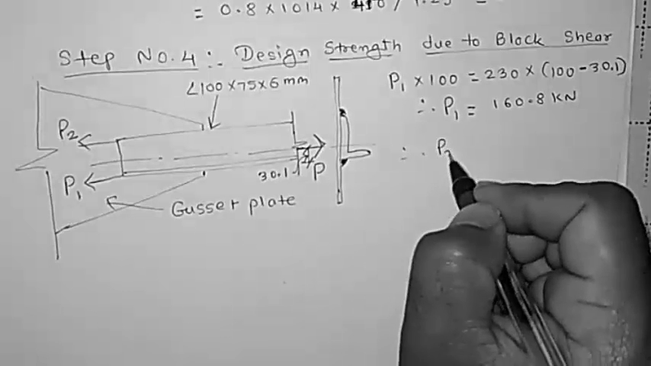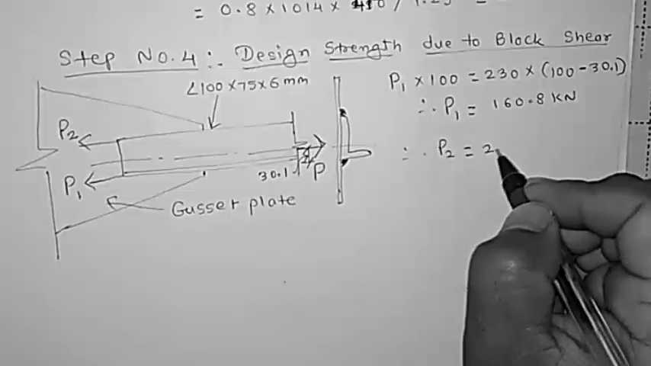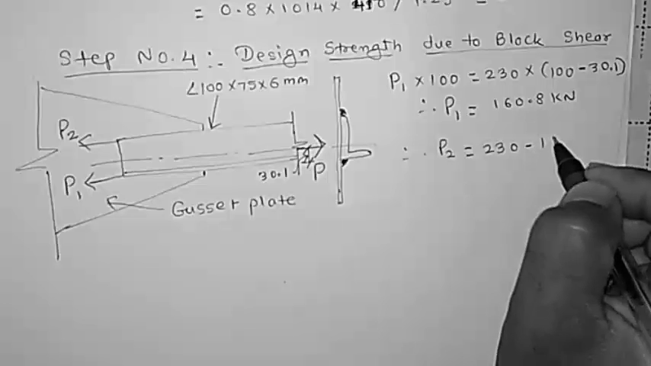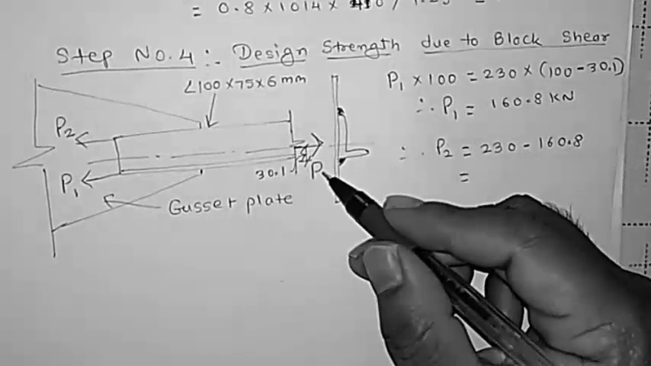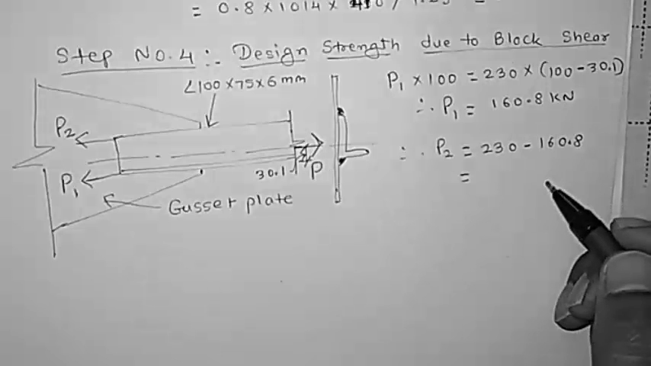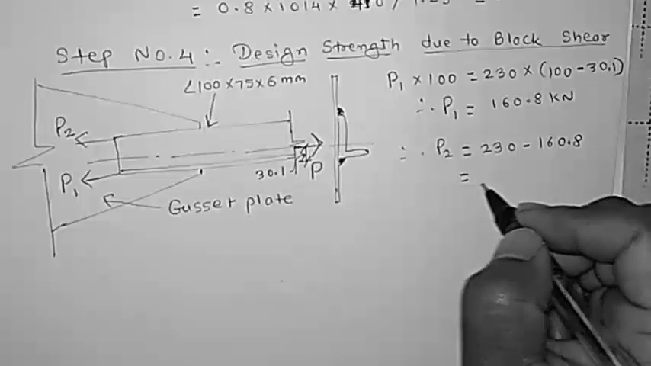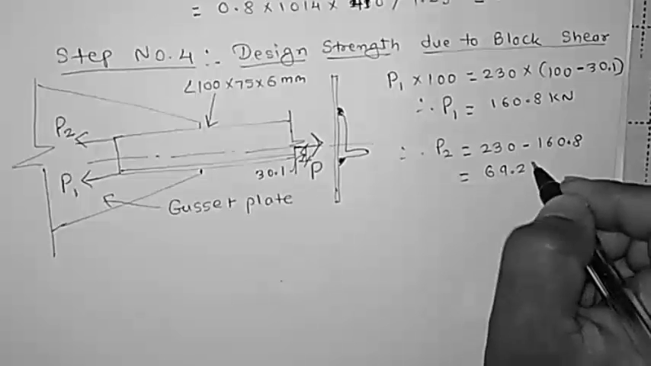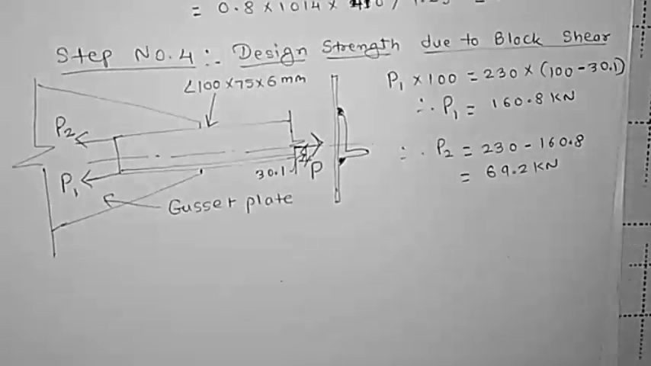Similarly, we can get P2, which would be equals to total is 230 minus 160.8. The total load, P load, is already given in the problem, and so therefore this would be equals to 69.2.